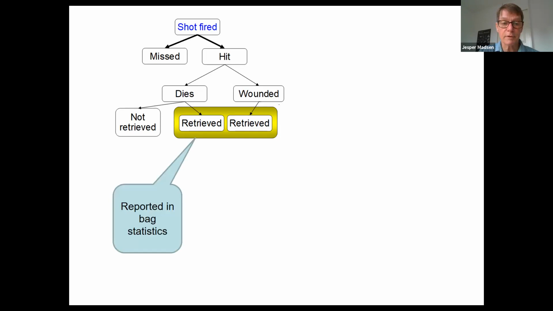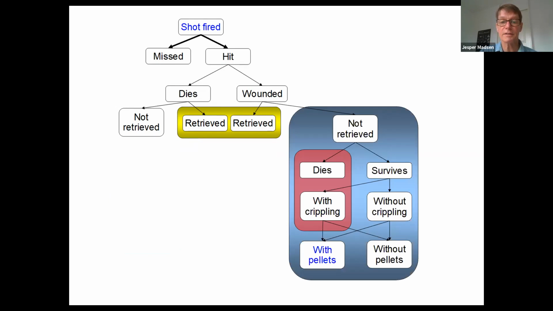So this segment of the retrieved birds which die or are wounded and picked up again, that's what is recorded in the bag statistics. But there's another segment that is not reported and recorded in the bag statistics, and that is the so-called non-retrieved bag. And that consists of birds that are wounded, and it also consists of the birds that die and are not retrieved.